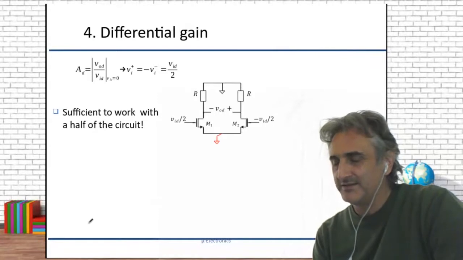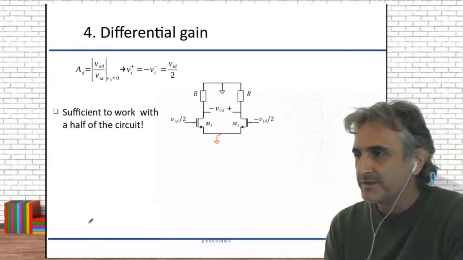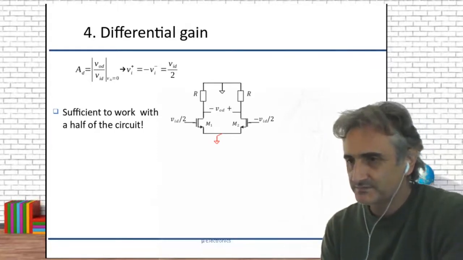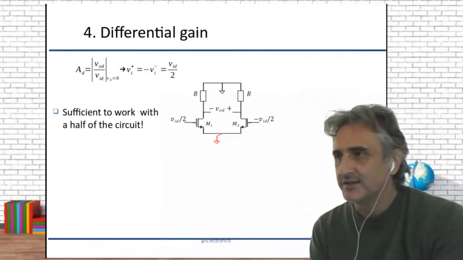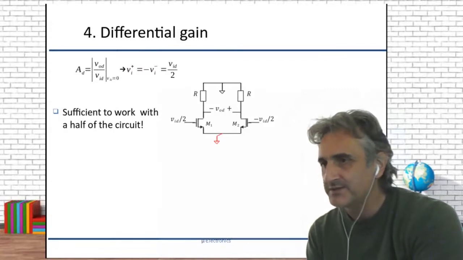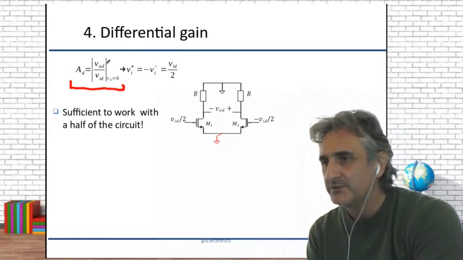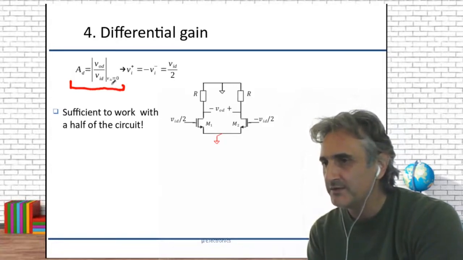You understand the idea of the common mode. The idea is that you know that the common mode exists. But let's go for the differential gain first. As you know, the differential gain is defined as the relation between the differential output and the differential input when the common mode is 0.